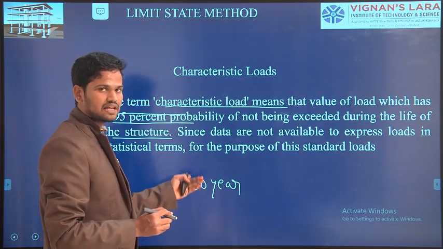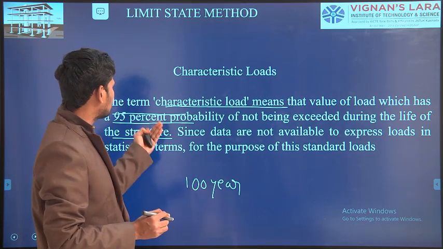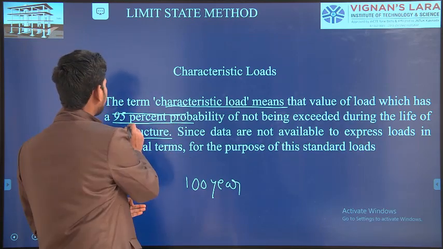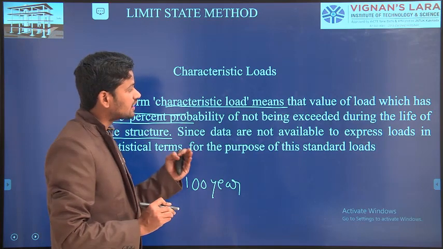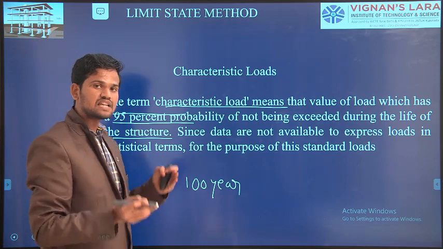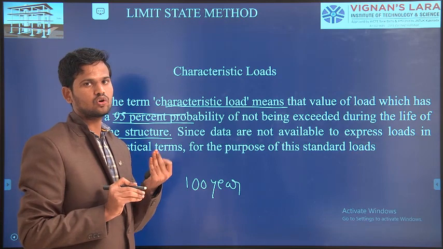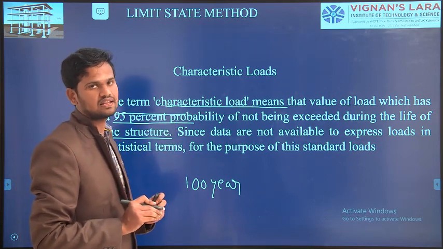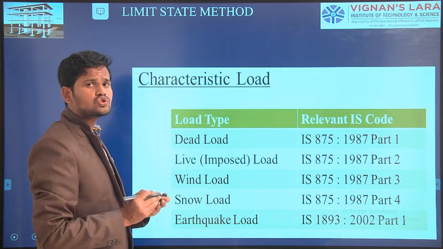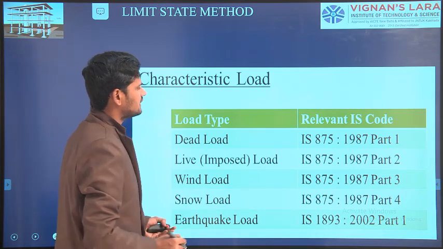Okay, now we will see what IS 875 part 1, part 2, part 3, part 4 are. Characteristic load means the value of load which has a 95% probability of not being exceeded during the life of a structure. That means after construction of the structure only 95% load will come onto the building in its lifetime. And the characteristic loads we are taking are from the IS code books, that is nothing but the IS 875.